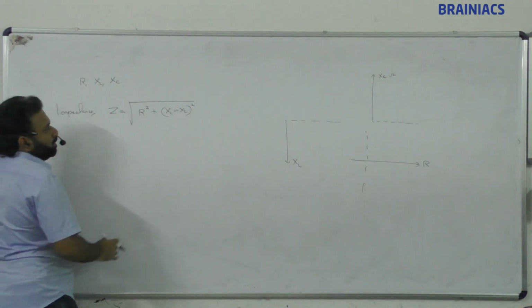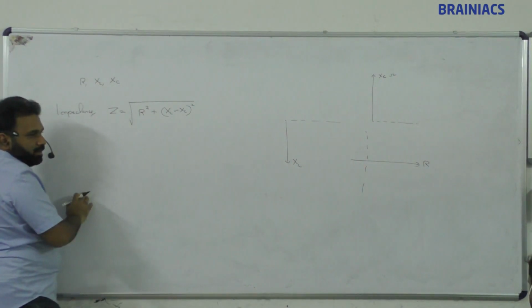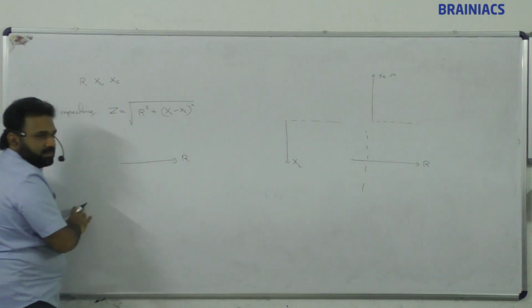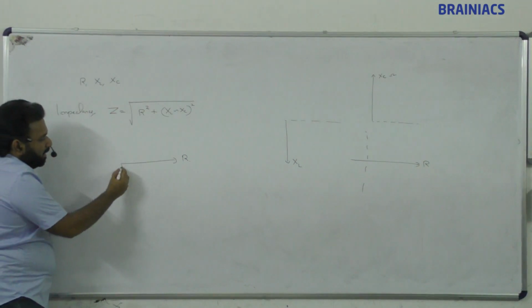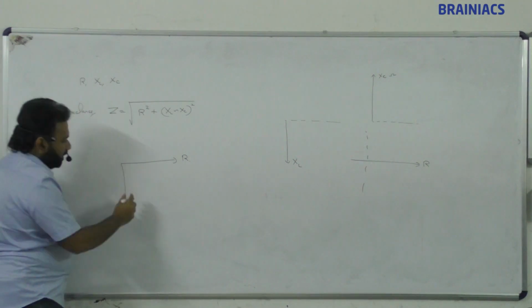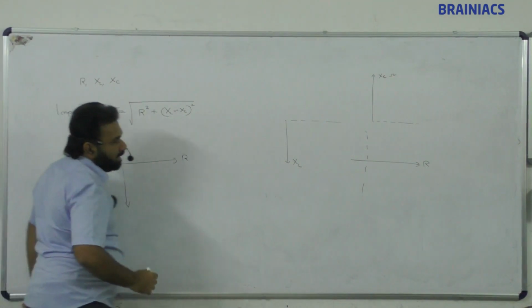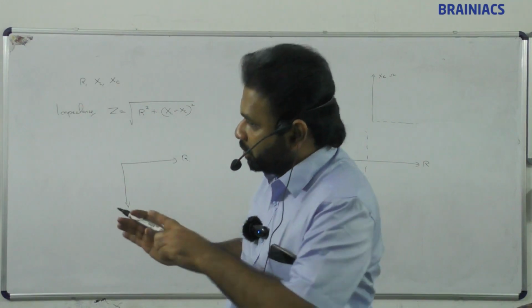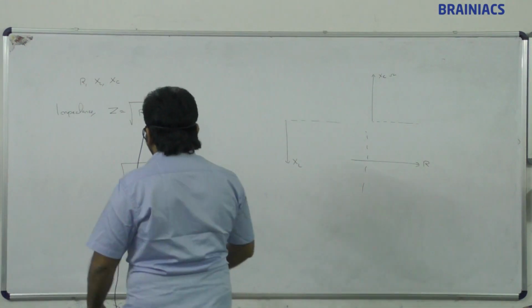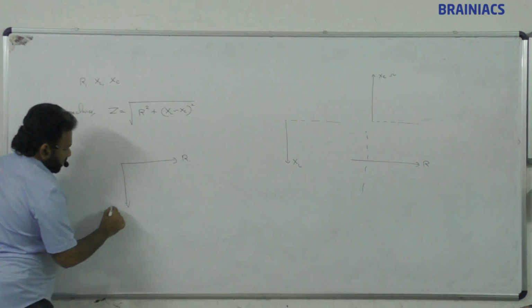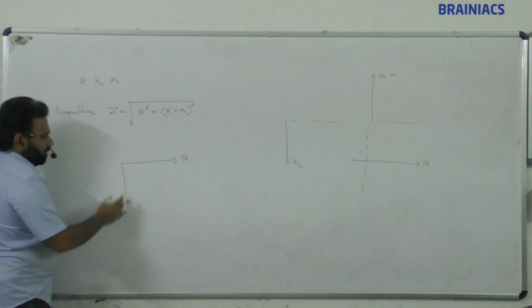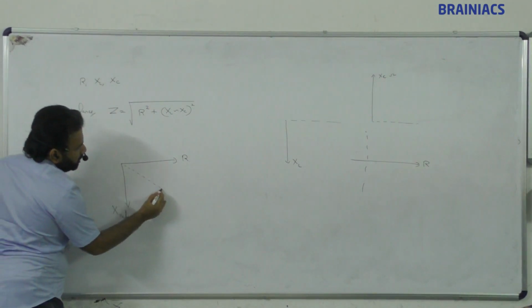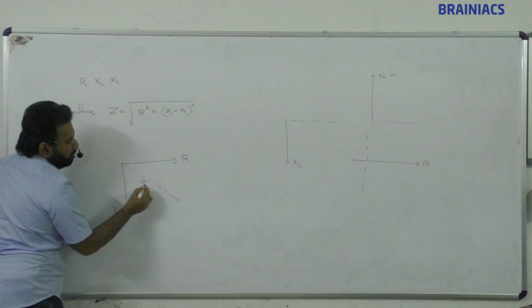Okay, right. So this is about impedance. Now suppose R is like this. After calculating the reactance due to capacitance and reactance due to inductance, we got a net reactance. Whether it is on this side or this side doesn't matter. So this is the impedance.